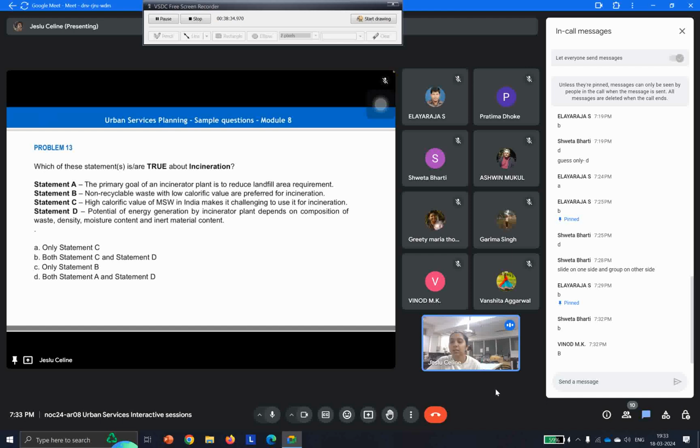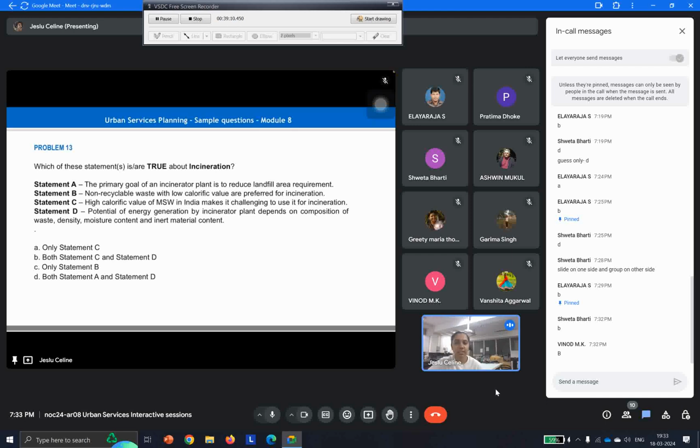Which of these statements is or are true about incineration? Statement A, the primary goal of an incinerator plant is to reduce landfill area requirement. Statement B, non-recyclable waste with low calorific value is preferred for incineration. Statement C, high calorific value of municipal solid waste in India makes it challenging to use it for incineration. Statement D, the potential of energy generation by an incinerator plant depends upon the composition of waste, density, moisture content, and inert material content.